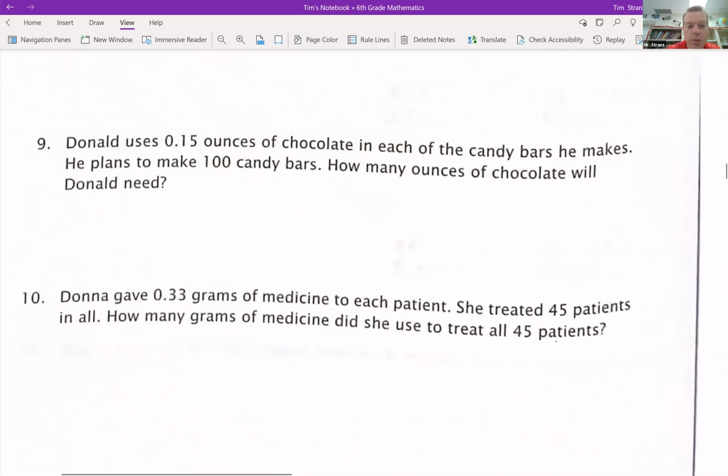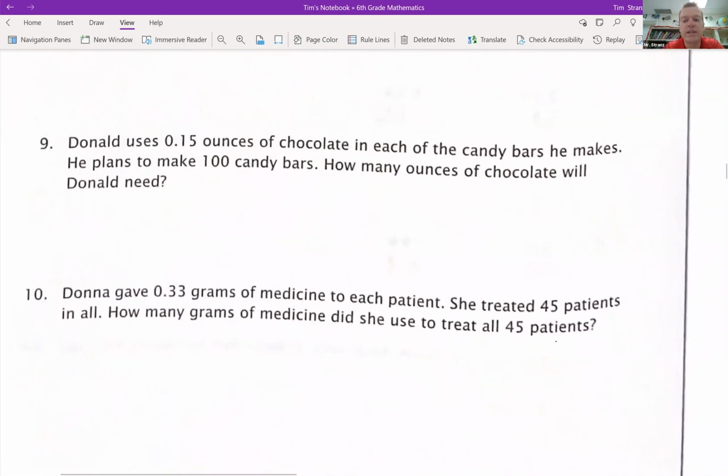Donald uses 0.15 ounces of chocolate in each of his candy bars he makes. He plans to make 100 candy bars. Okay, how many ounces? So we got 100 times 0.15. When you're multiplying by hundreds or thousands, all you have to do is add the zeros. I'm going to add my 2 zeros. Now you see it's just 2 decimal places though. So I need to move my decimal back over 2 spots. So it's going to be 15 ounces.